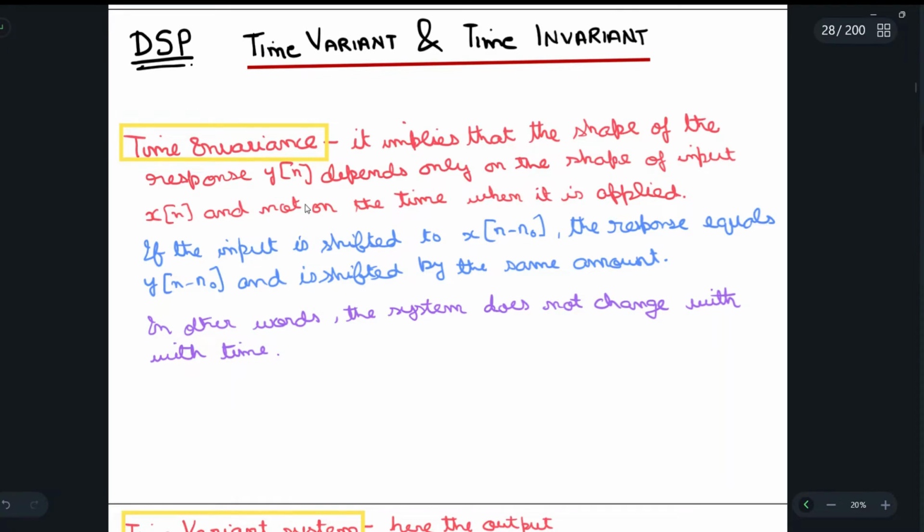Guys, so today we are going to understand what time variant and time invariant systems are, in continuation with the DSP course. So guys, first of all we are going to see what a time invariant system is.